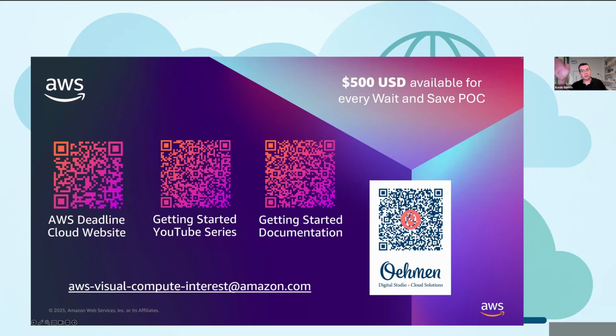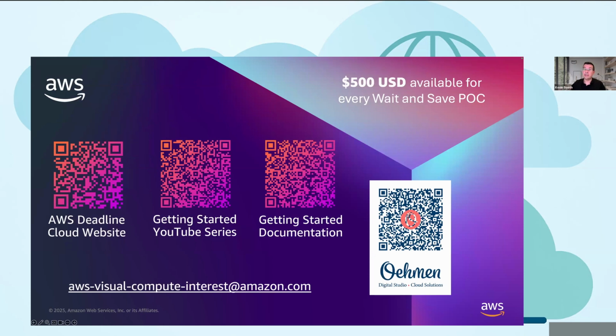Brilliant. Thank you. And you'll see at the top right there, there's a 500 US dollar pot of cash available for anybody that actually wants to do a proof of concept with Wait and Save. We appreciate there is a cost involved, both in time and money, in running projects in the cloud. So the credits we provide alongside a proof of concept will cover your AWS charges.